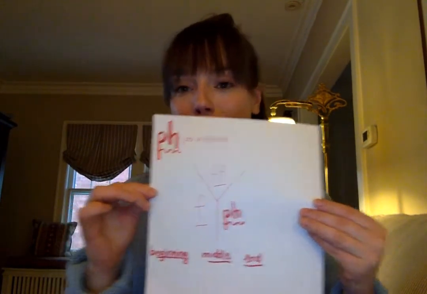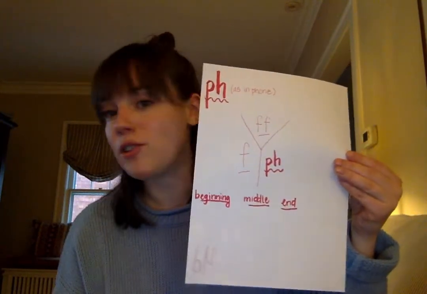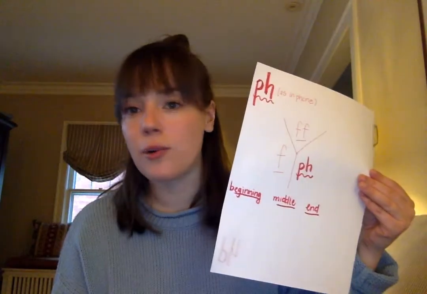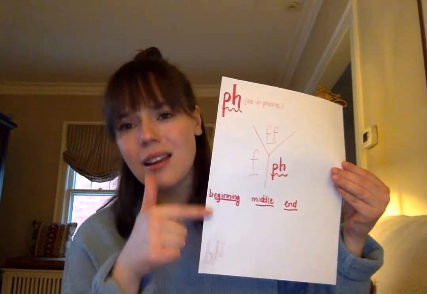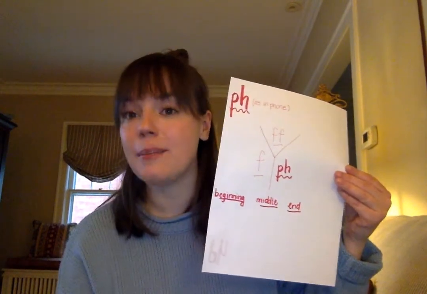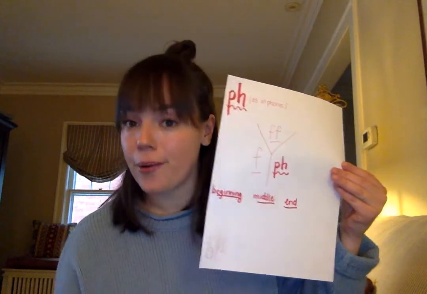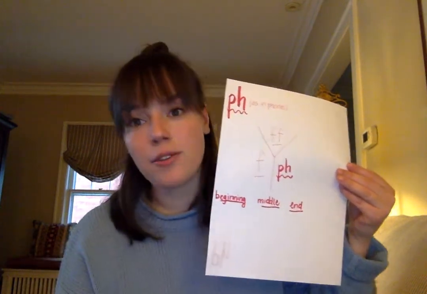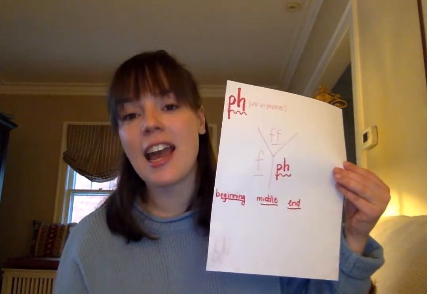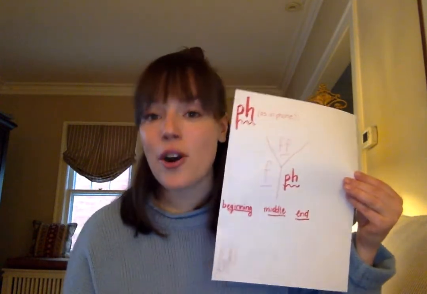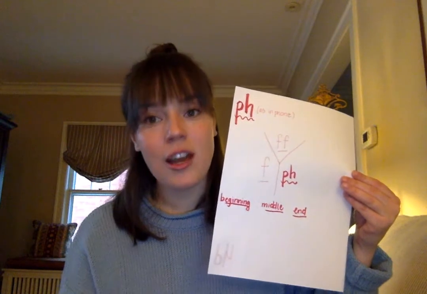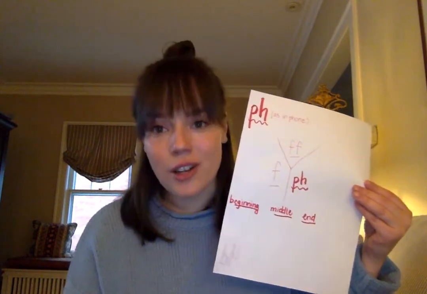So on a blank piece of paper, you and someone at home, you can do this with a sibling or a parent or whoever's at home with you. Today you can brainstorm words that have PH in the beginning of the word, like phone, words that have PH in the middle of the word, like elephant, and words that have PH at the end of the word, like graph.